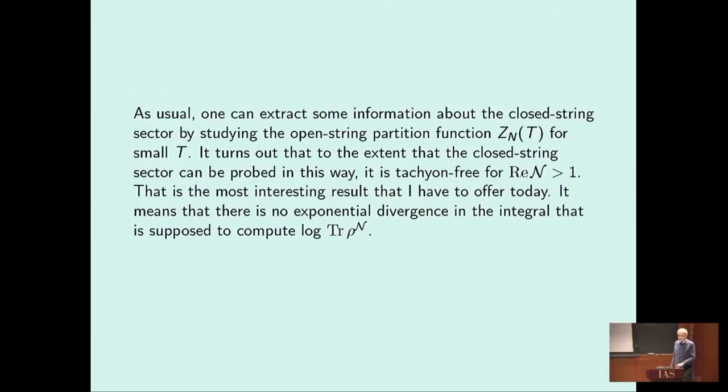So remember, I remarked that you can't calculate the trace of rho to the 1 over n for integer n, or you can, but it's infinite, because of the closed string tachyon of the orbifold. But when you continue, at least by the method we'll do today, to the real part of curly n bigger than 1, the closed string sector stops being tachyonic. So at least there's no exponential divergence in the integral that's supposed to compute the trace of rho to the curly n for curly n bigger than 1.